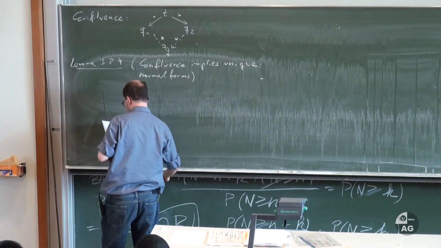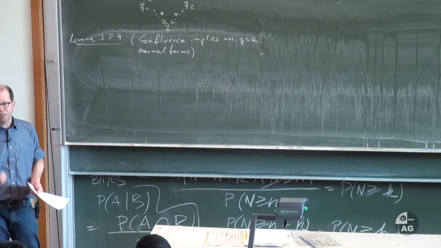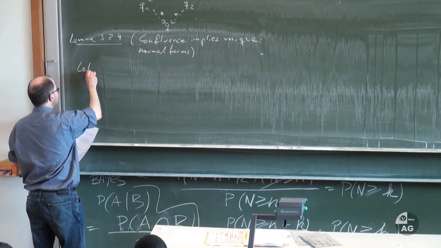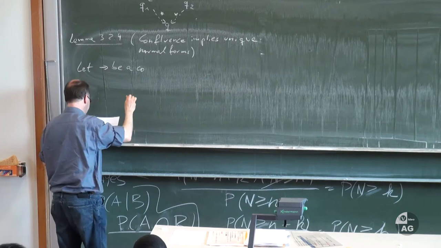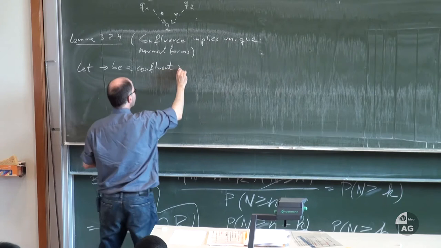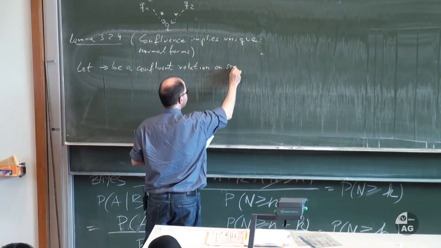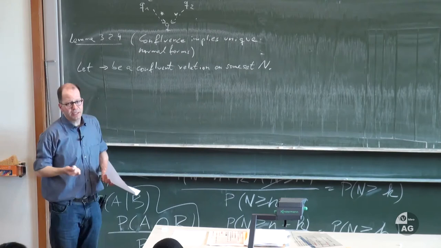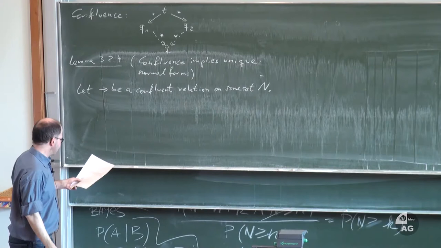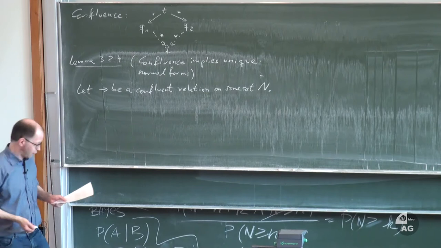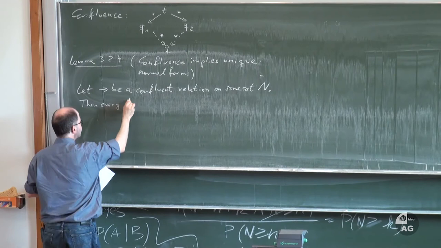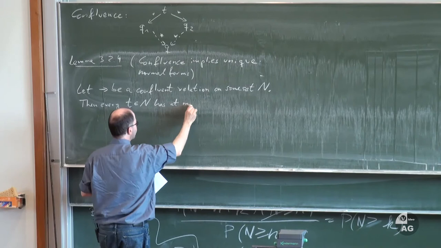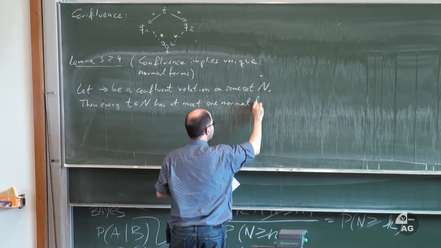So, this in fact holds for arbitrary relations, not just for beta reduction and not just for relations on terms, but for any kind of relation. Suppose we have a confluent relation on some set N. Then the claim is, if this relation is confluent, then every object T from the set N has at most one normal form. So let's prove it.